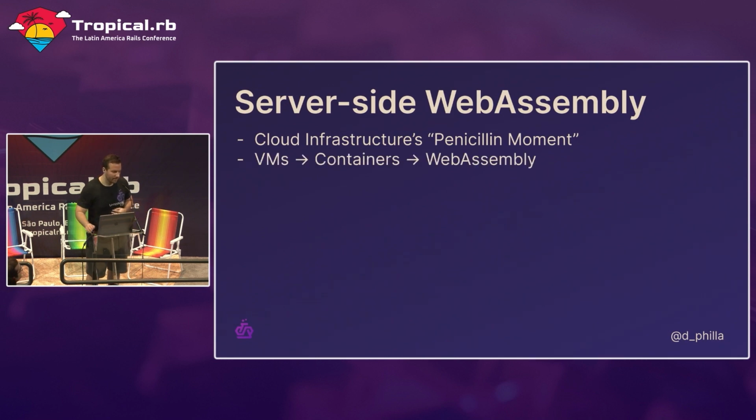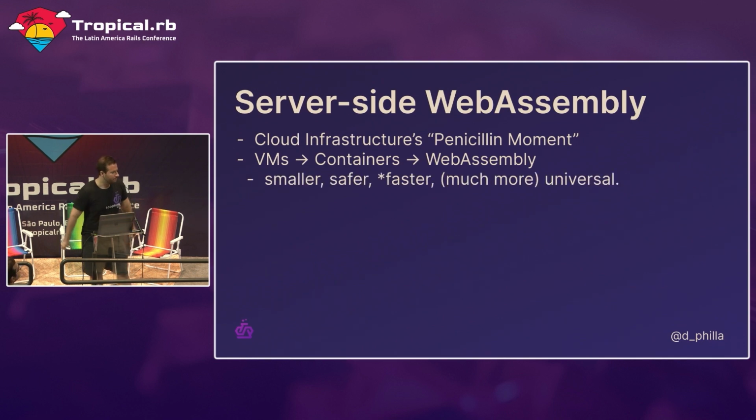You can start to think of it as the next step in this progression, which is VMs provided hypervisor level isolation. Containers provided even more isolation, kind of. But if you know how containers work, it's more like the appearance of isolation, right? And then WebAssembly, right? So doing the same sort of things in smaller and more performant ways. And I'm going to talk about this more. This is why the title of the talk was smaller, safer, faster, and much more universal. Faster has an asterisk, though, and I'm going to get into why there's an asterisk.